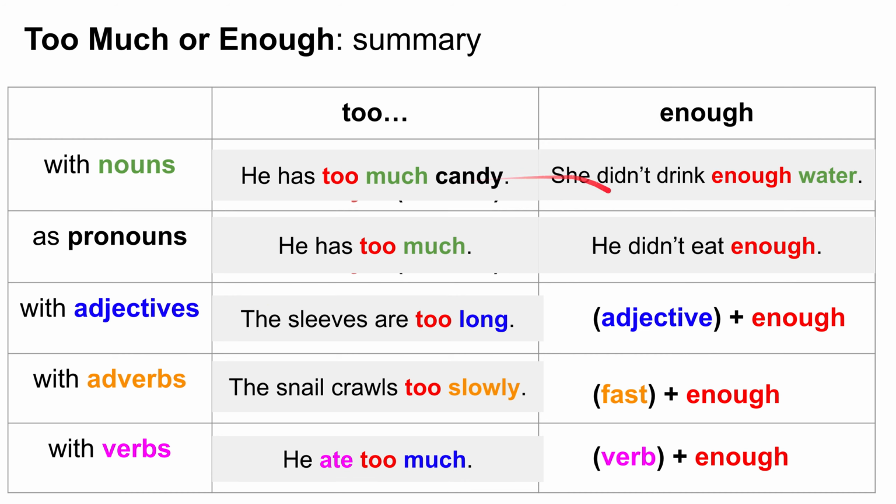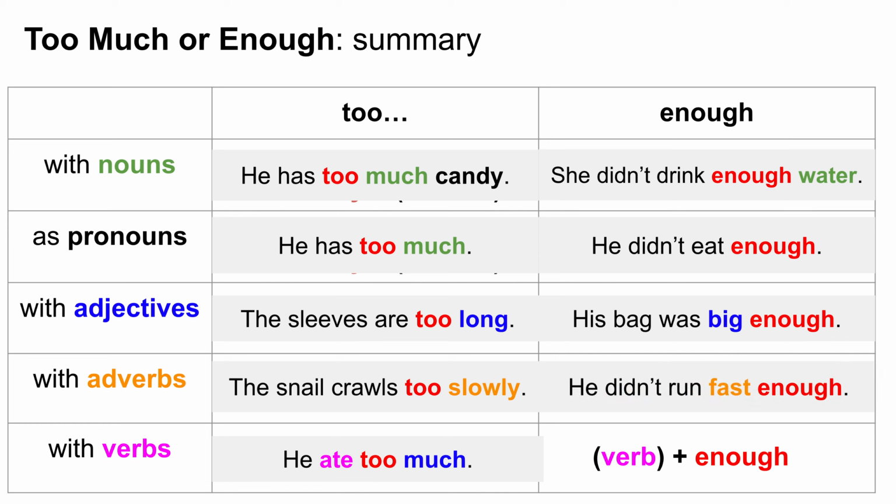If I use it with adjectives, then it's adjective plus enough. Enough follows the adjective. For example, his bag was big enough. Okay, we can see that enough comes after big. If I use it with adverbs, then enough comes after the adverb. The adverb comes first. For example, he didn't run fast enough. Here, fast is the adverb and it comes before enough. And if I use it with verbs, I say verb plus enough. The verb comes before enough. He didn't study enough.